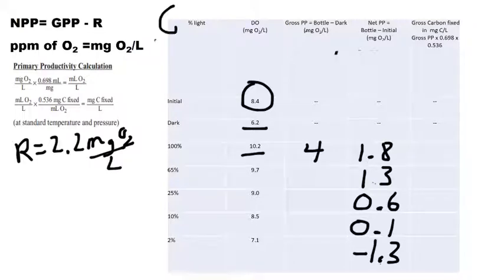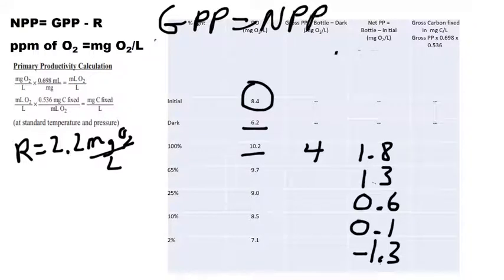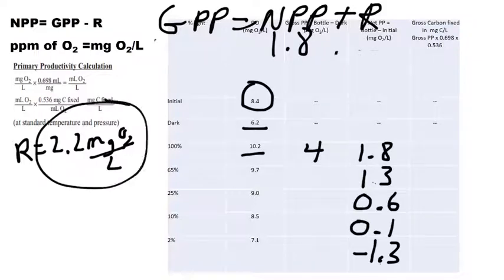We talked about GPP, gross primary productivity, equals net primary productivity plus R. So we've already calculated for the 100% bottle that the net primary productivity was 1.8. We also calculated that during this amount of time, respiration uses 2.2 milligrams of oxygen per liter. So if we add those up, 1.8 plus 2.2, we get 4. So I'm going to use this calculation to get my answer.